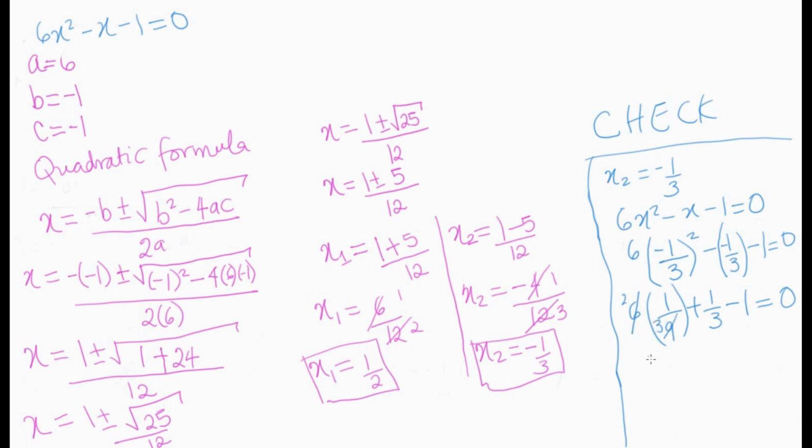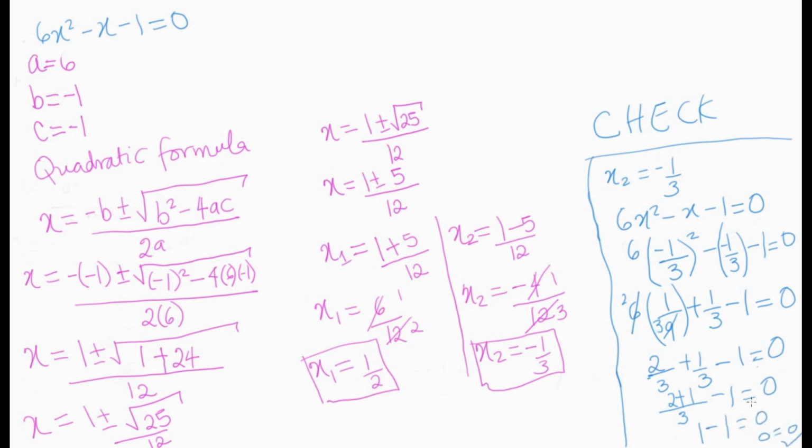So what we have is 2 over 3 plus 1 over 3 minus 1 equals 0. The common denominator is 3. 3 into 3 is 1, 1 times 2 is 2. 3 into 3 is 1, 1 times 1 is 1. So 3 plus 1 minus 1 equals 0. So 3 over 3 is just 1, minus 1 equals 0. So 0 equals 0.